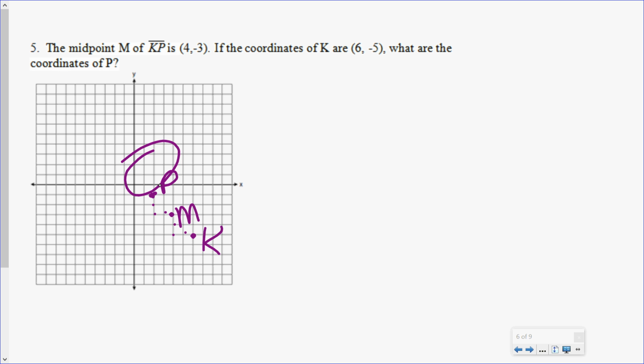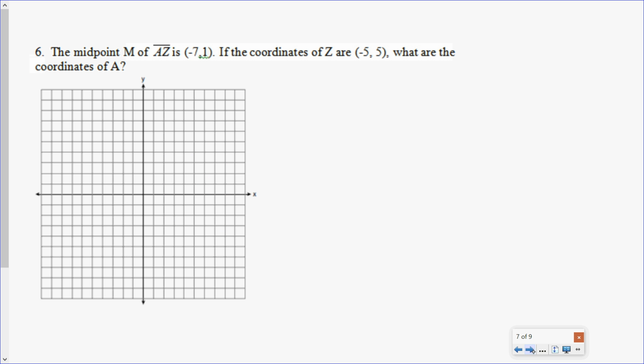Double check, look at it. Is M in the middle of those two? Yes. P is 2 comma negative 1. Try number 6 on your own right now, so please pause. Try number 6 on your own, and then unpause.